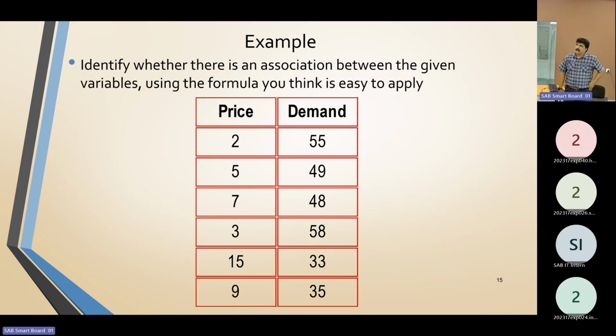Price and demand. Identify whether there is an association. This is another way of asking whether there is a relationship or whether there is an association between the given variables, using the formula you think is easy. So as in the previous case, leave space on the right side for you to develop the requirement.